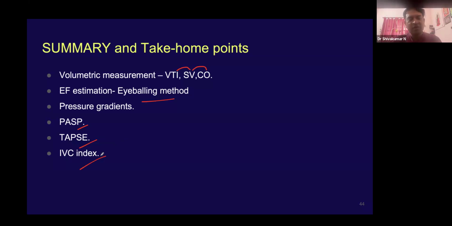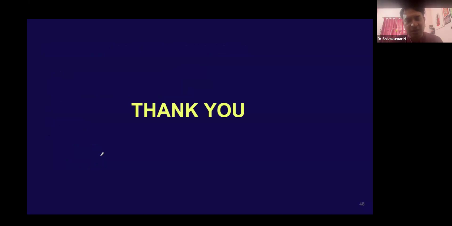The diastolic dysfunction assessment is a separate class altogether. I have not included diastolic function assessment in the measurements of intracardiac pressures. What I covered is mainly the measurement of intracardiac pressures, the estimation of cardiac output, which is an important measurement, PA pressures, TAPSE, and the IVC index.